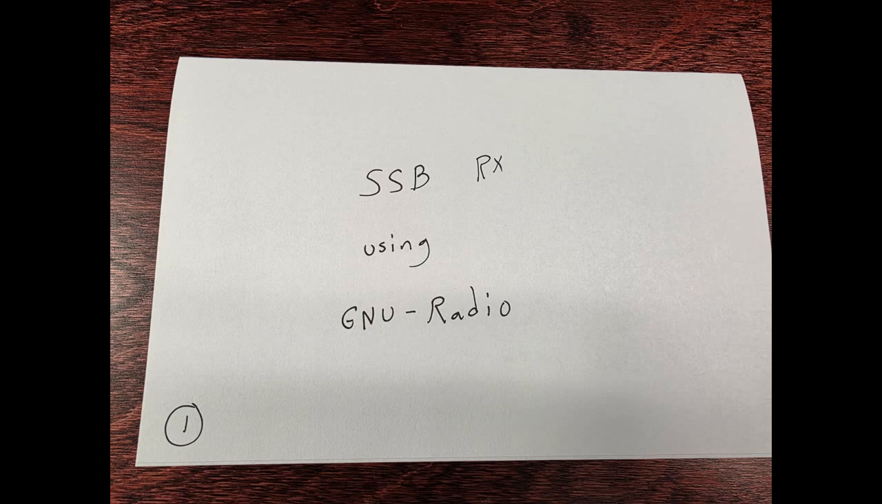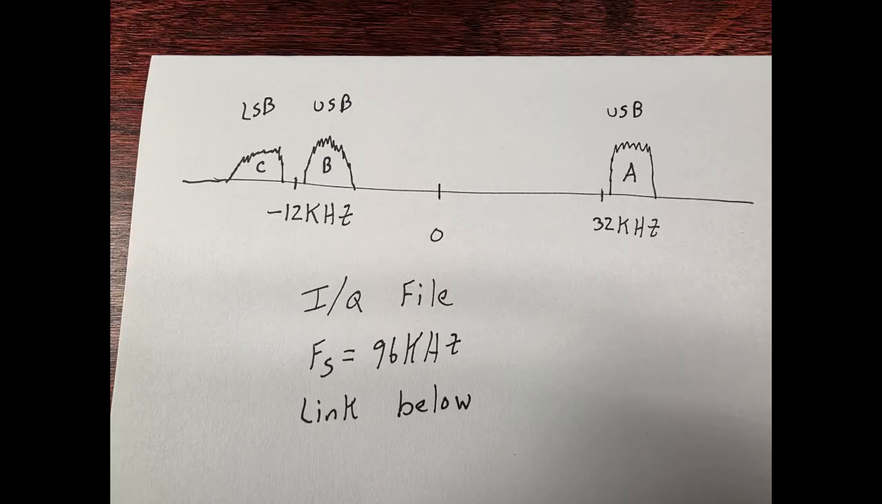Okay, slide 2. Once you download that IQ file, it will contain in the spectrum 3 single sideband signals. One upper sideband signal at a 32 kilohertz offset, and then another upper sideband signal at a negative 12 kilohertz offset, and a lower sideband signal also with a negative 12 kilohertz offset. And the IQ sample rate of this file is 96 kilohertz. And you can download it. It's in a link below this video.